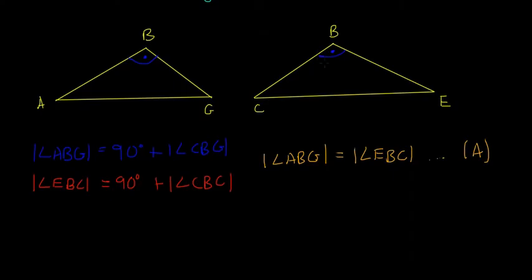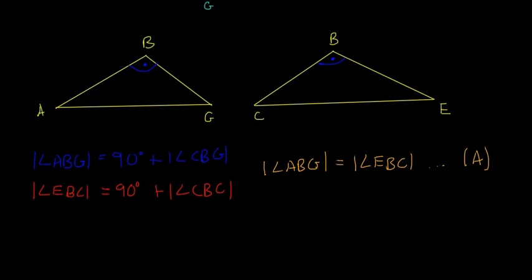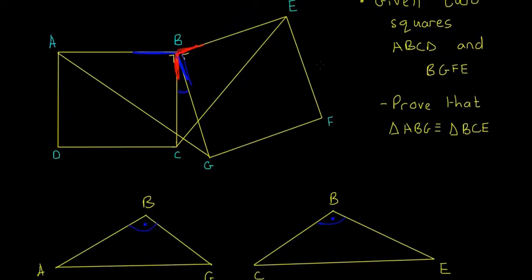Okay, so that angle is the same in both triangles, which is what we just proved here. So that's the first step. Now we have to prove that some of the sides are the same. I'm going to go back up and look at our triangle here.